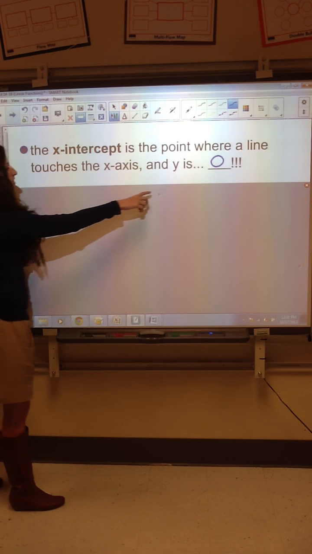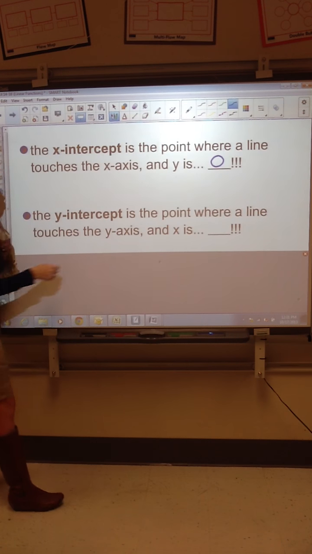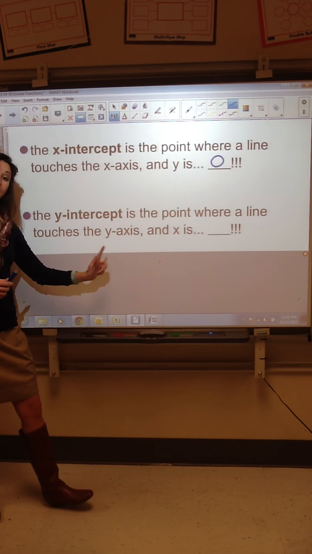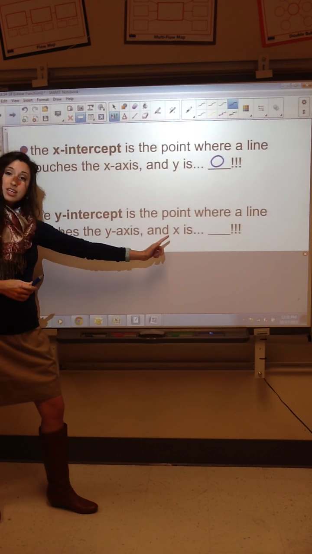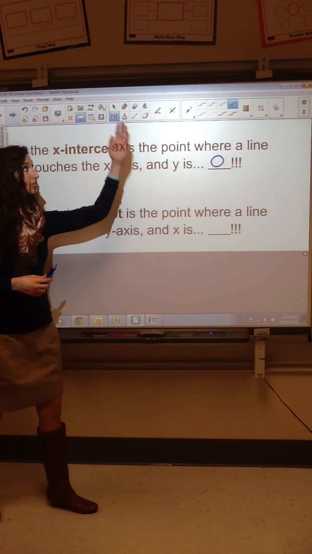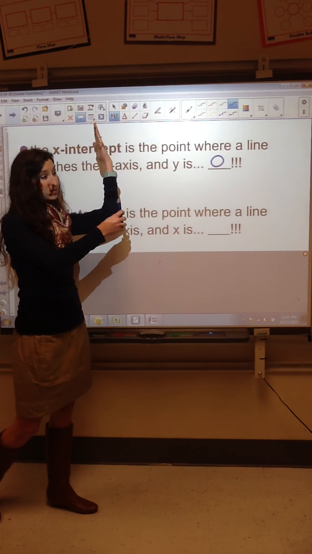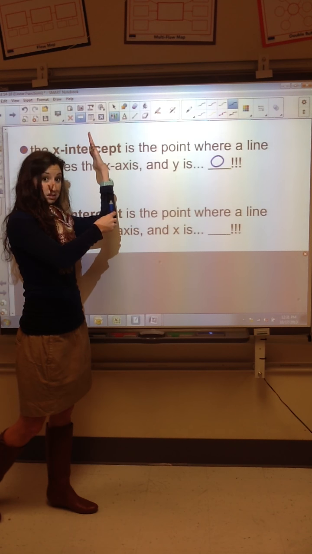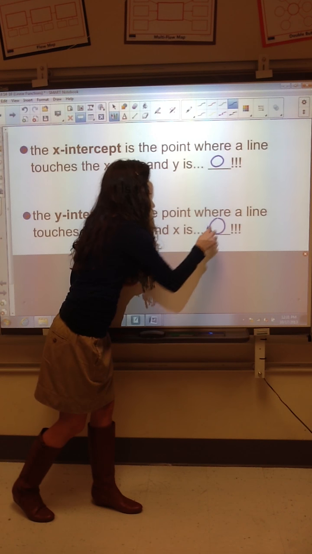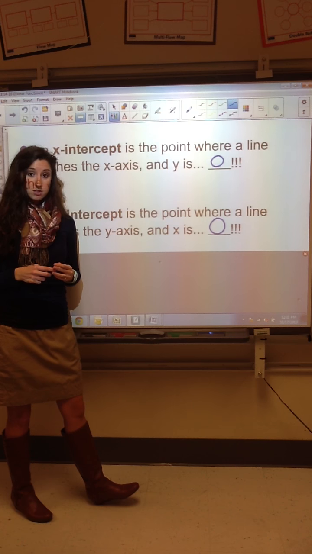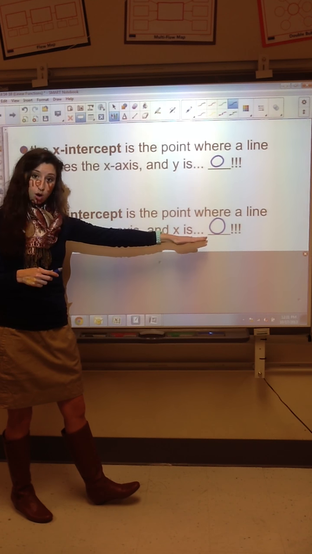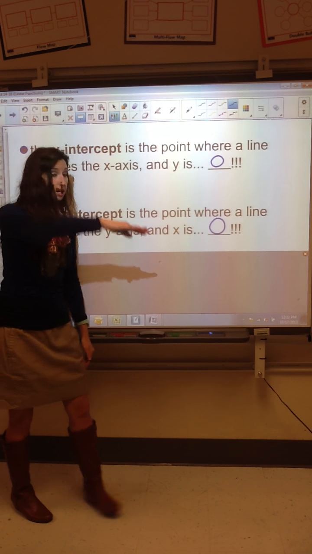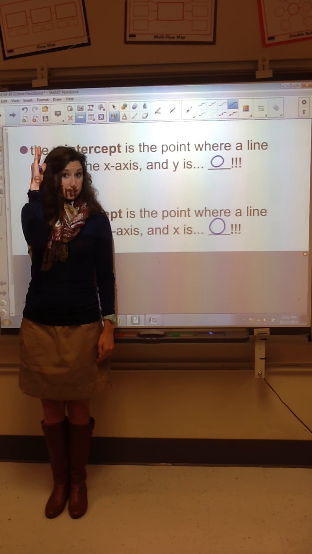Let's go ahead and define our second blank. The y-intercept is the point where a line touches the y-axis. And what do you think x is going to be? Remember, if it is on the y-axis, have we moved any to the left or to the right? So what should x be? 0. Your x and your y-intercept will always be 0. Okay? If it's on the x-axis, your y is nothing. And if it's on the y-axis, your x is nothing.